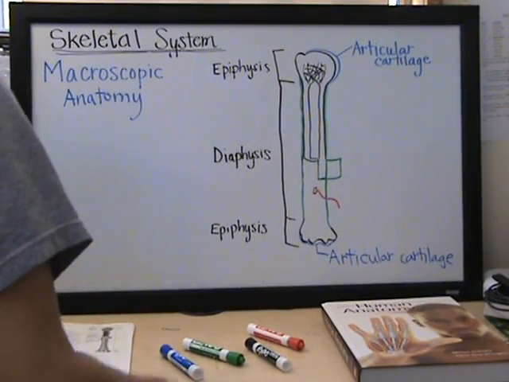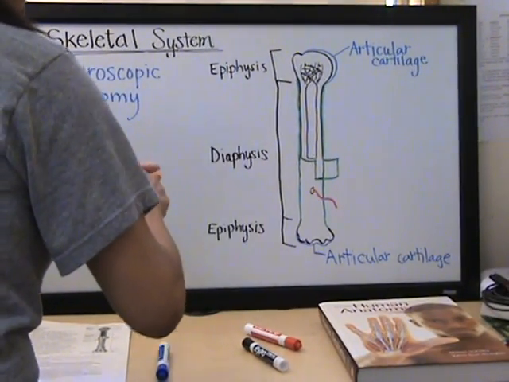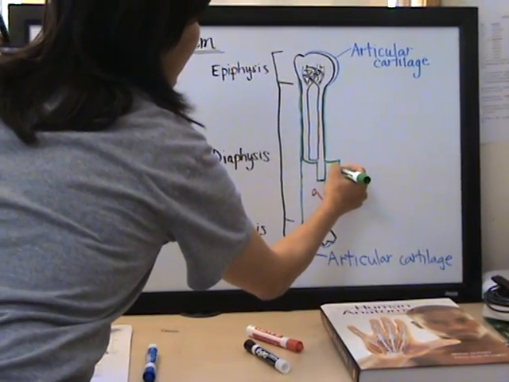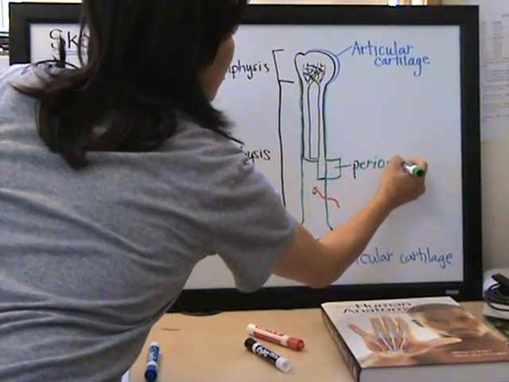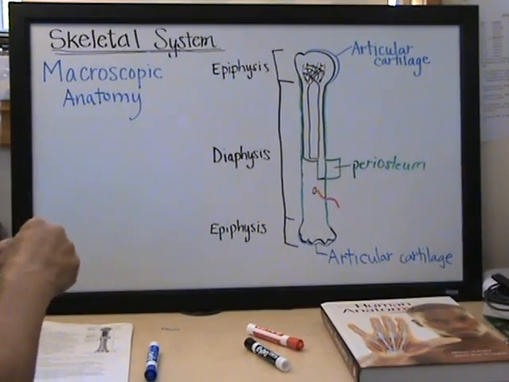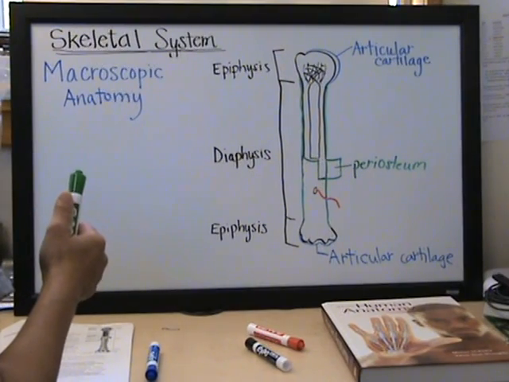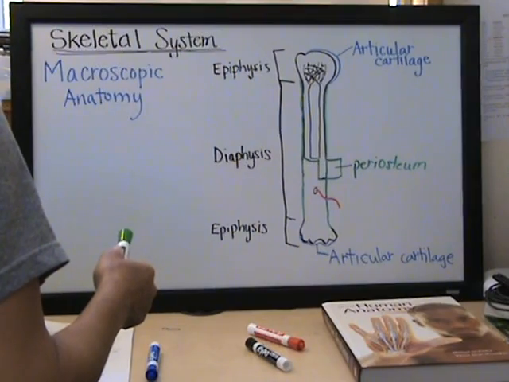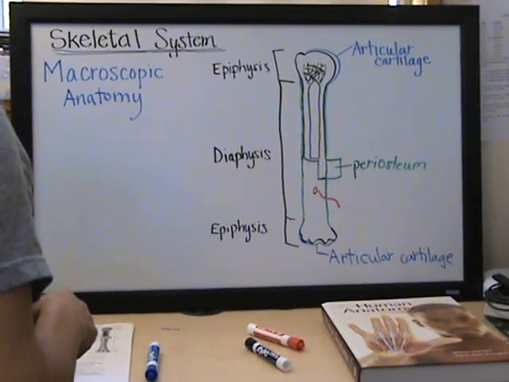Okay, we have this outer layer here, it's green, called the periosteum. The periosteum is connective tissue, specifically it's dense, irregular connective tissue that is a covering for the bone. It's an attachment site for muscles. Also provides some of those bone cells that we talked about earlier.